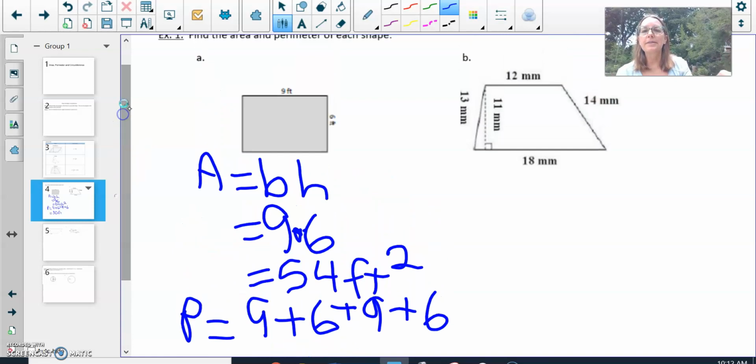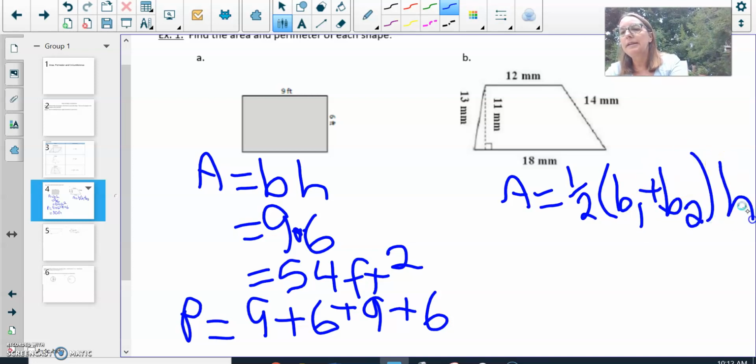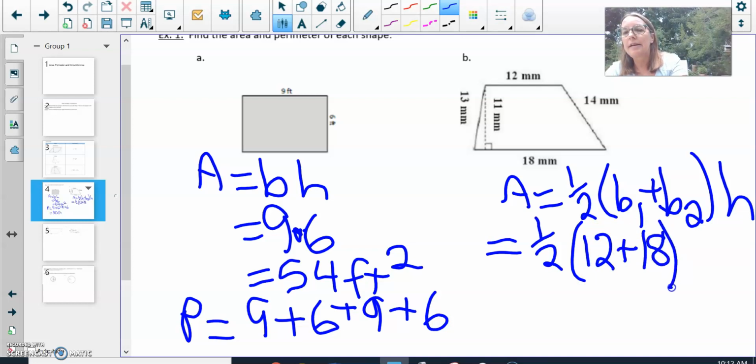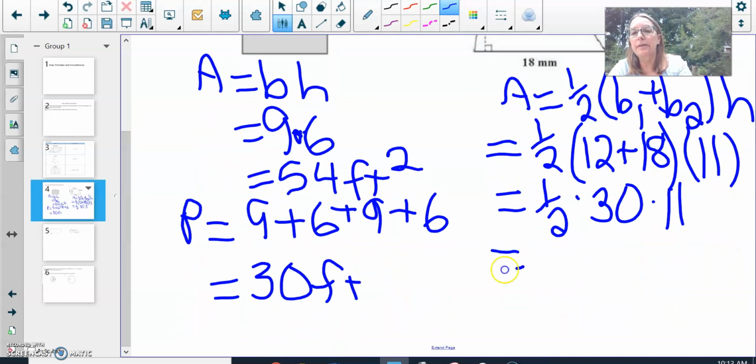Okay, in part B, we have a trapezoid. So my area formula for a trapezoid is 1/2 times the quantity, base 1 plus base 2 times the height. Remember the bases are the parallel sides. So I do 1/2 times the quantity, 12 plus 18, times the height, which is 11. So I'm getting 1/2 times 30 times 11. Using my calculator to multiply it out, that gives me 165 millimeters squared.